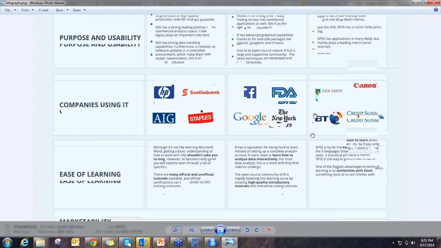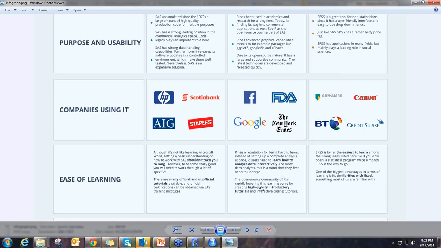right? And here are some of the clients where R is being used. As I told you, Facebook uses R a lot, Google uses it, FDA uses it, New York Times uses it. These are some of the clients of SPSS. Again, SPSS, if you ask me, is by far the easiest to learn. Even they agree it's easiest to learn. And R is quite difficult to learn. Why? Because it's a programming-based language. And SAS is not that difficult to learn, it's quite easy to learn. But again, in R, as I told you, there are lots of high quality tutorials available nowadays, which you can always refer to.